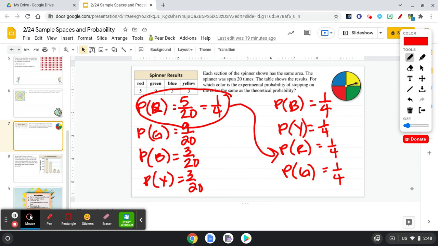Now, does this mean that the spinner is not fair? No, not necessarily. Real life rarely happens theoretically, so it should be close, but it won't be exact all the time.